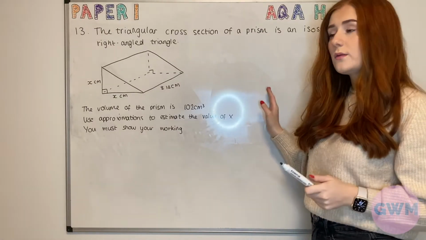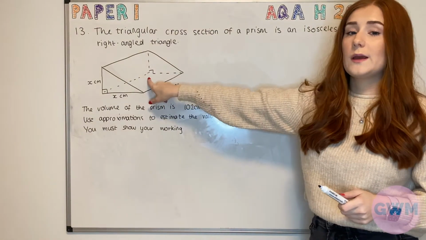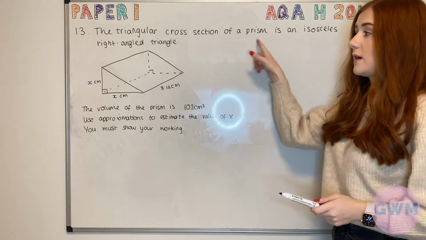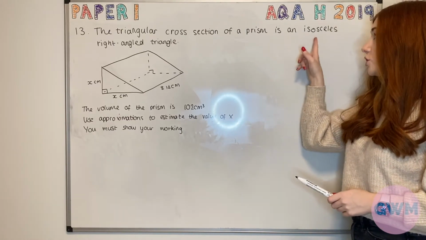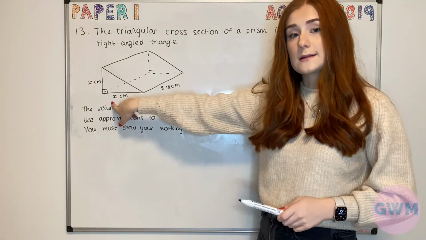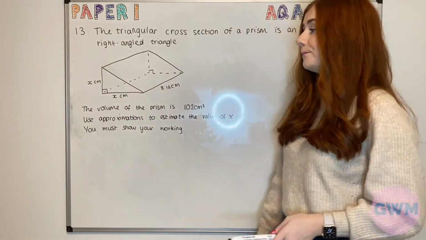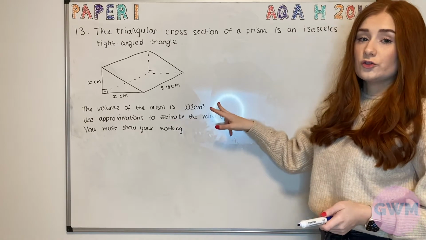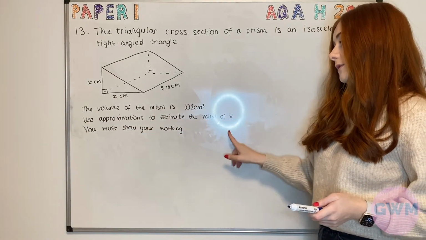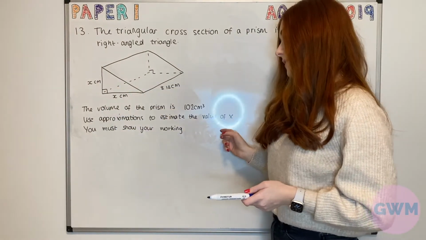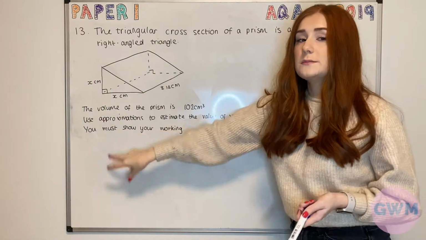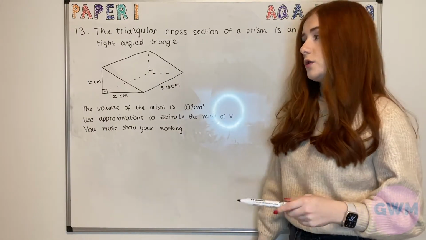Question 13 now. This is looking at the volume of a prism. So it says the triangular cross section of a prism is an isosceles right angle triangle. So that means that 2 side lengths of that triangle are the same length. So x and x are the same length. That's why they're drawn on both here. The volume of that prism is 102 centimetres cubed. And use approximations to estimate the value for x. So those values there, it wants us to estimate the answer. You must show your working, so that's important. Must is in bold, so to get the marks we have to show working.